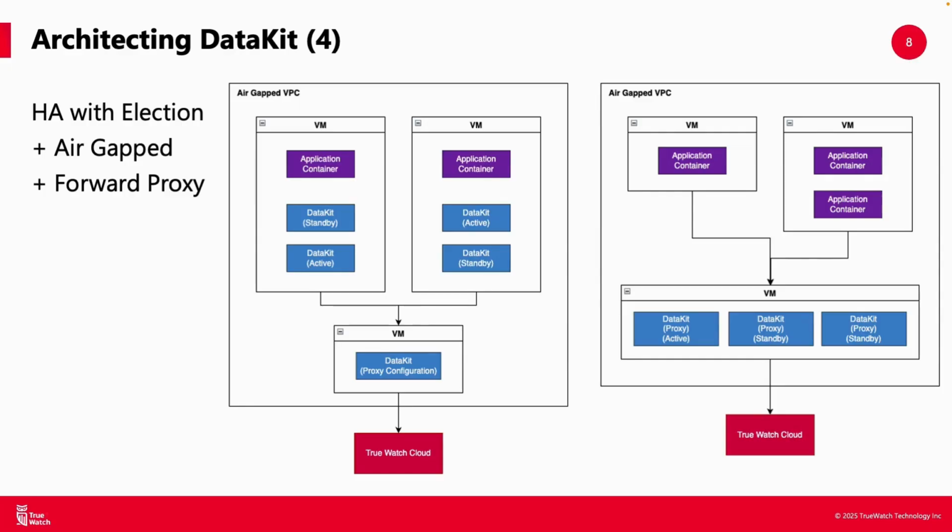For production systems, you can run DataKit in high availability (HA) mode by enabling the election configuration. In this setup, multiple DataKit instances run across nodes.